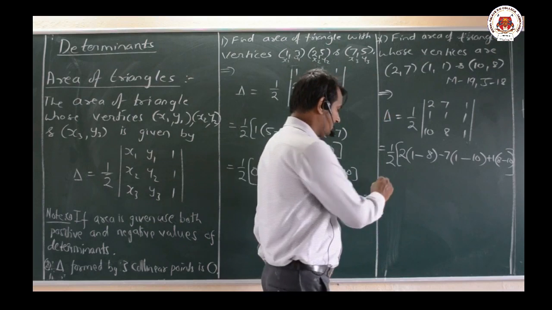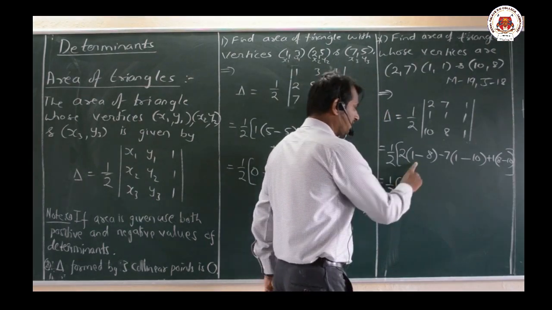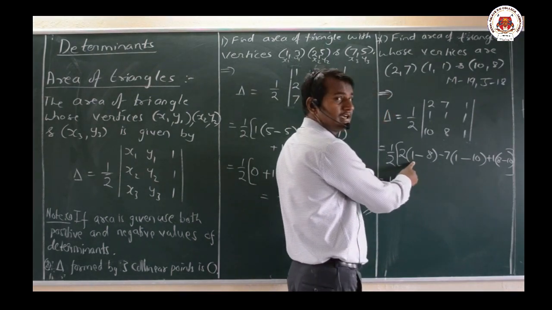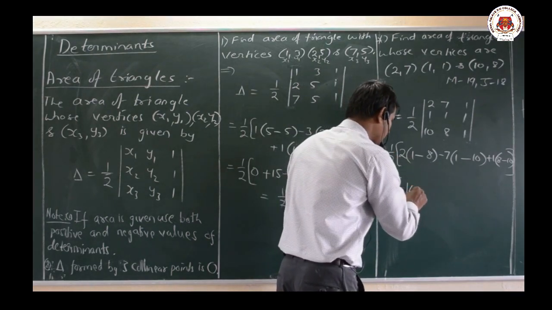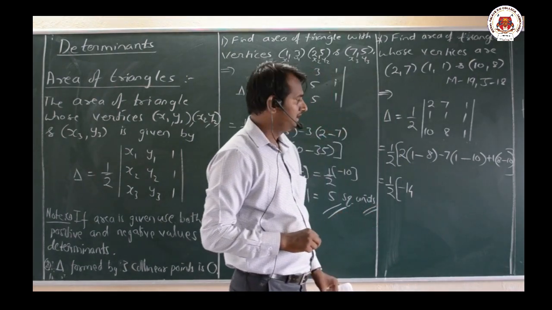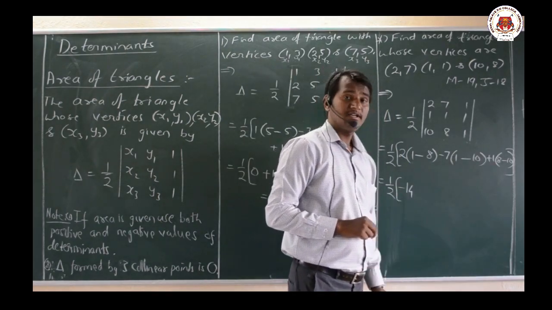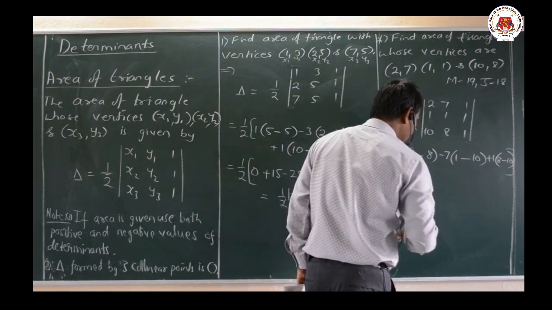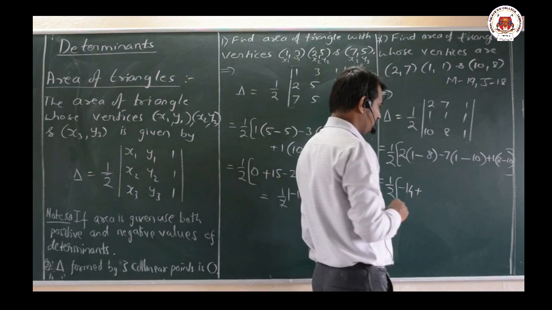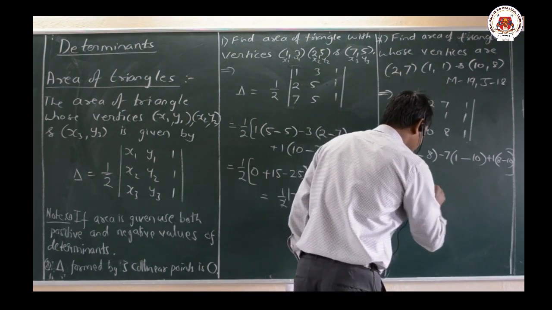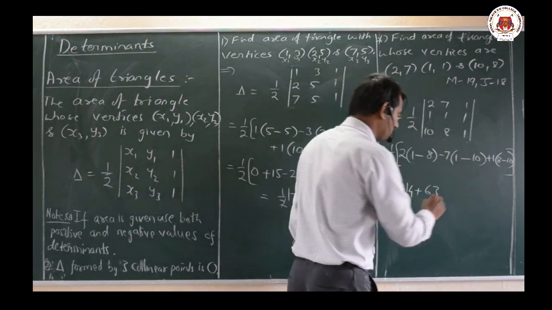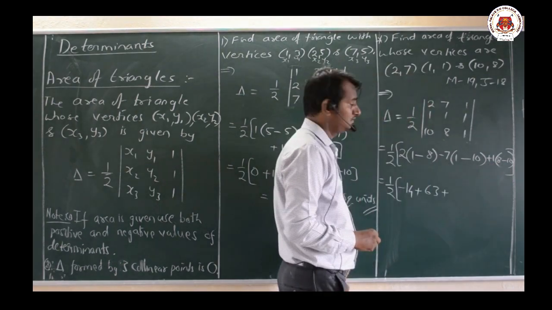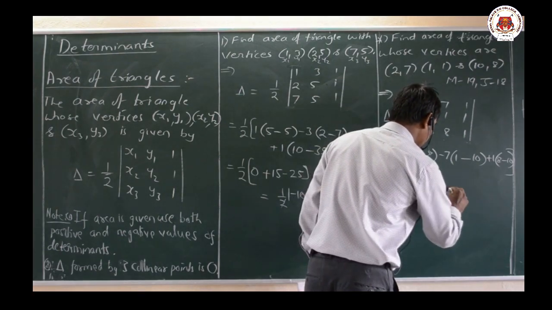The next value, which is equal to 1 by 2 into 1 minus 8. 1 minus 8 value will be minus 7. Minus 7 into 2, that is minus 14. Okay. Next one, 1 minus 10 will be minus 9. Minus into minus is plus. 9 sevens are 63. That is the value. Next one, plus 1 into 8 minus 10, that is minus 2. Minus 2 into 1 will be minus 2.